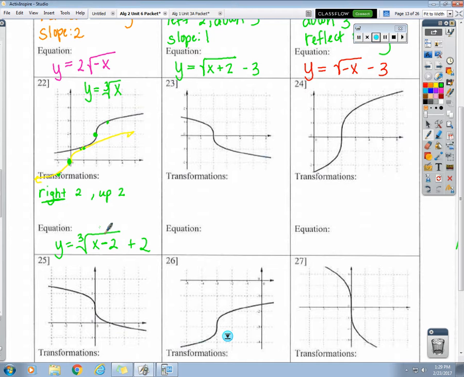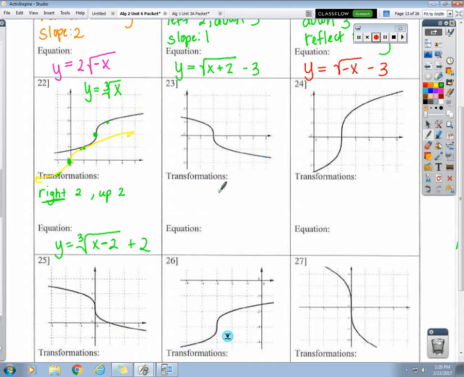Horizontal shifts are represented on the inside of the root, and they're always opposite of what you would think. Right 2 is actually x minus 2. Left 2 would have been x plus 2. Vertical shifts, like up and down, are represented on the outside. Up 2 is plus 2, down 2 would be minus 2.